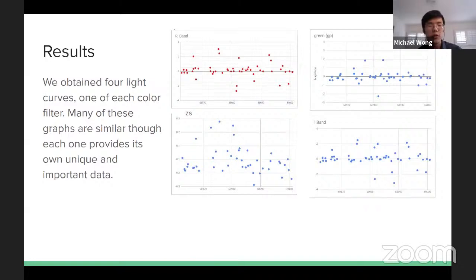So here are our results. As you can see, these graphs are 4 light curves for each of the 4 bands we used: green or G, R, I, and Z.